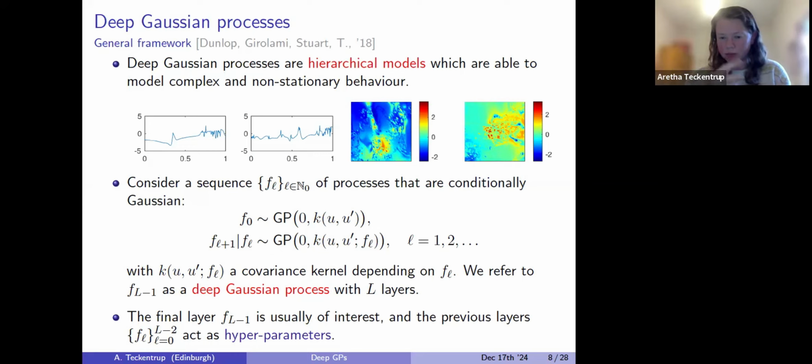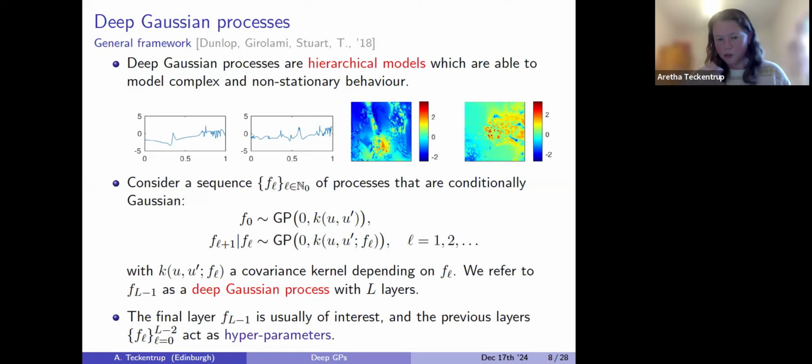Okay. And then the deep Gaussian process is just a stochastic process in this hierarchy, which has a certain number of layers. So a deep Gaussian process with L layers would have L elements in this hierarchy. That would be F_{L-1} here, since we're starting at level 0. The object of interest is then usually the final layer, F_{L-1}, so that's the one that has the most complicated distribution.